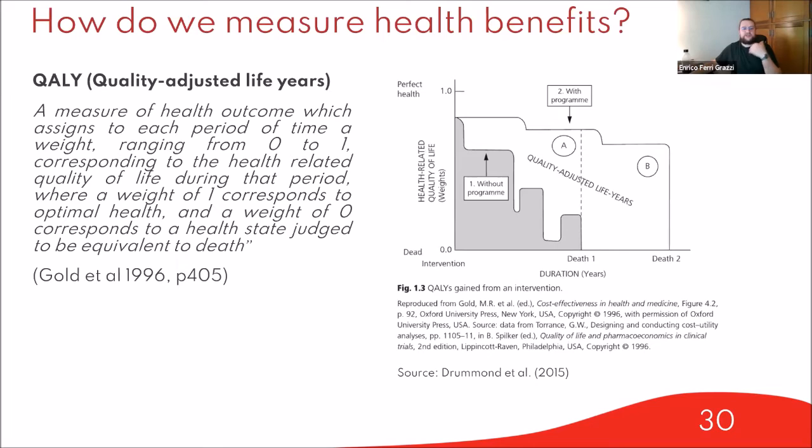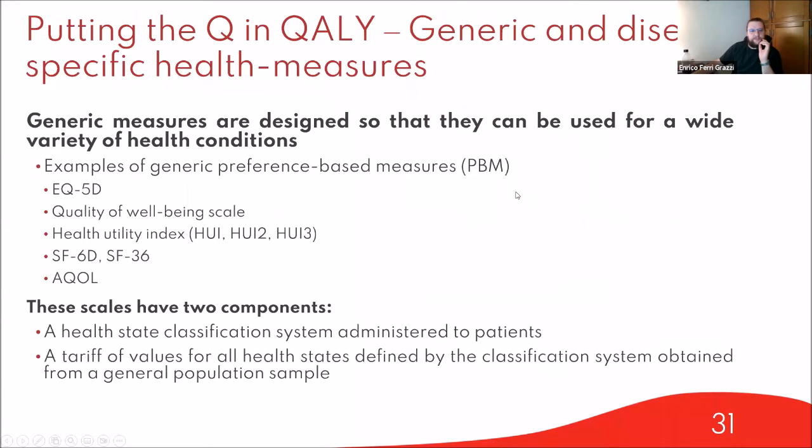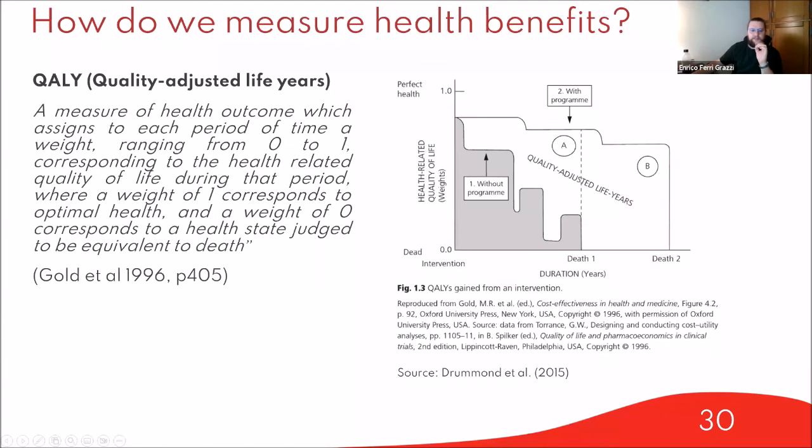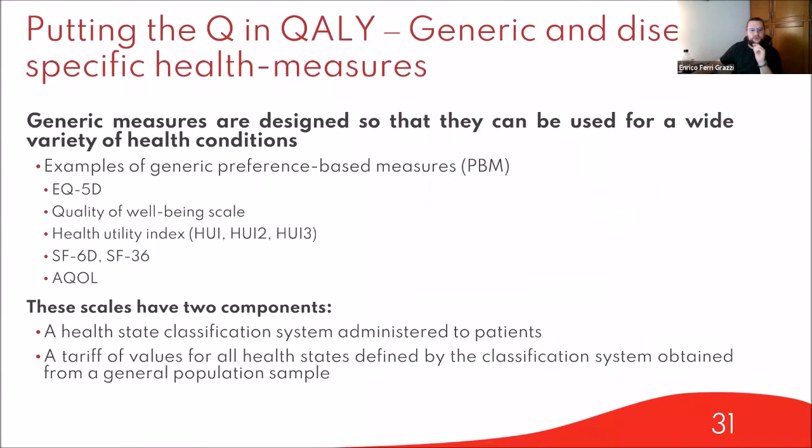so essentially it's a measure of health outcome, and each period of time is weighed between 0 and 1, 0 being death and 1 being perfect health. And it corresponds to the health-related quality of life during that period. So it's essentially the area, and we call it the area under the curve. So before we get to that, let's look at how QALYs are derived.